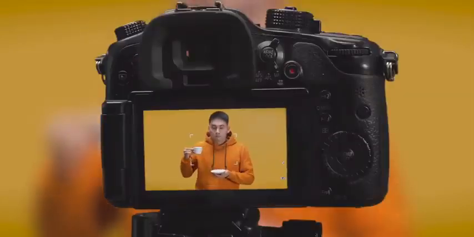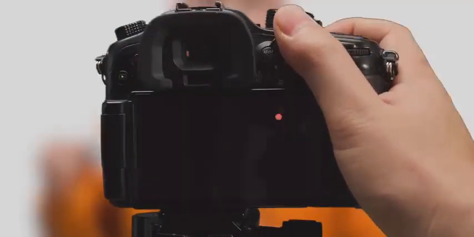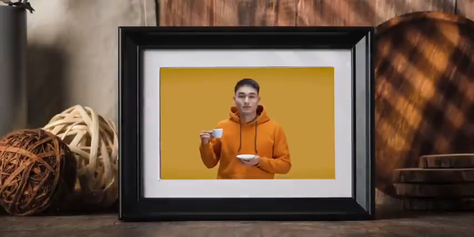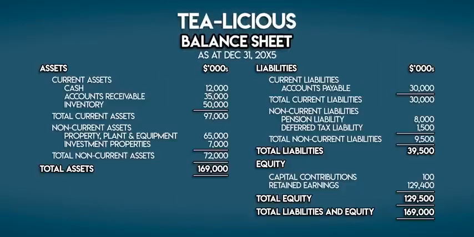The balance sheet is a financial statement that gives us a snapshot of a business's assets, liabilities, and equity at a single point in time. The balance sheet is also called the statement of financial position, and it looks like this. In the header, we have the business's name, followed by the name of the financial statement. And directly below that, we have the point in time that we're looking at, a snapshot of December 31st.